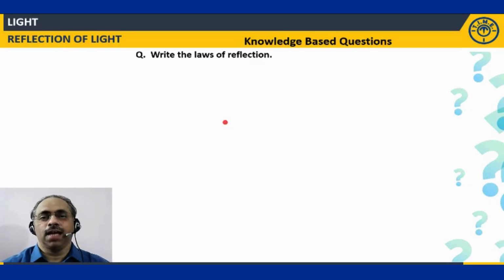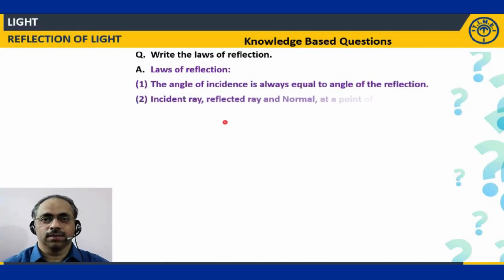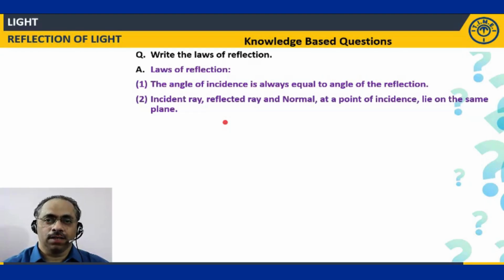The first one is the angle of incidence is equal to the angle of reflection. Okay. The second one is the incident ray, the reflected ray, and the normal at the point of incidence all will lie in the same plane. Clear? These two will form the laws of reflection. This is quite easy. This is just recalling of whatever you have learned earlier. Okay. Let us move on to the next question.